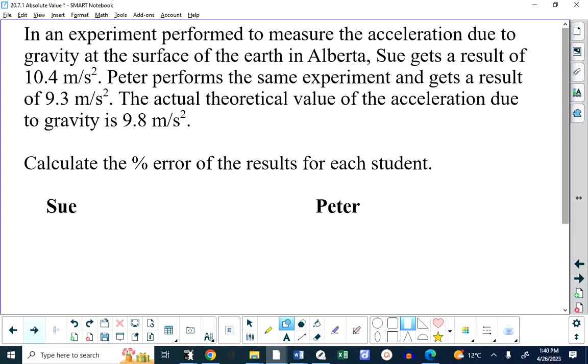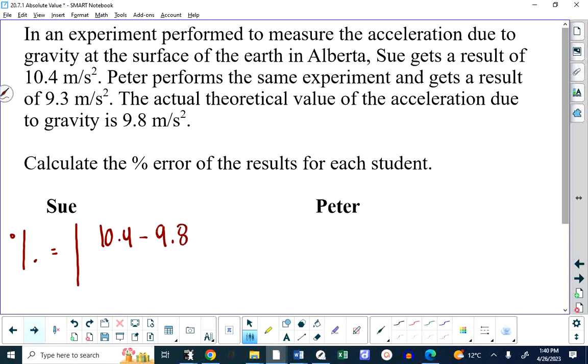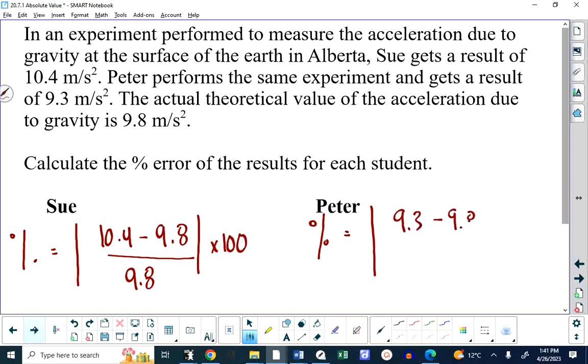Well, for Sue, the percent error will be the absolute value of what Sue got minus what Sue should get over what Sue should get times 100. For Peter, the percent error will be equal to the absolute value of what he got minus what he should get over what he should get times 100.